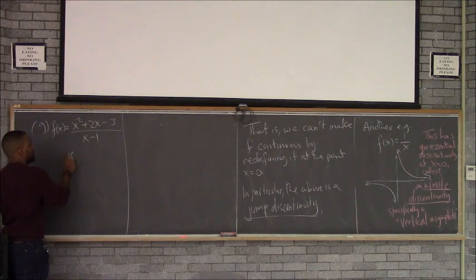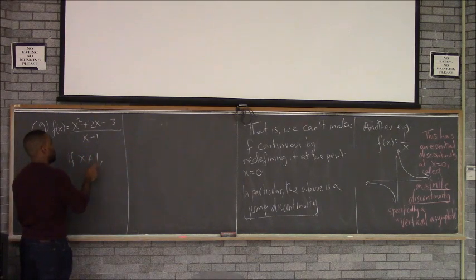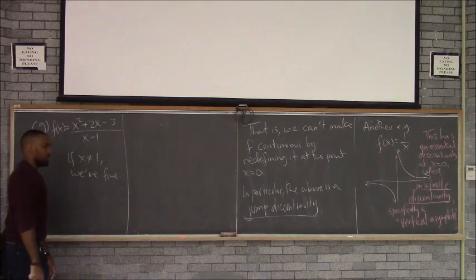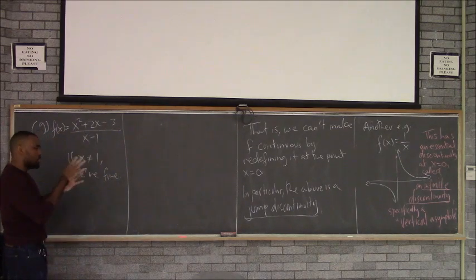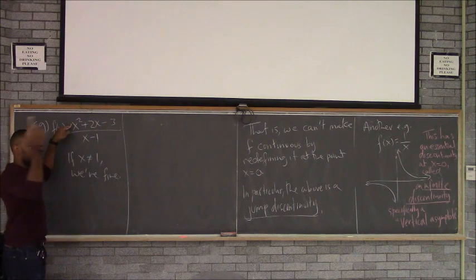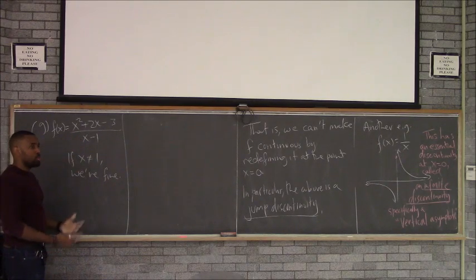Notice that if x is not 1, we're fine. You look at the function, you size it up, and you realize the only potential problem here is at 1 itself, because the top is a quadratic. Those are continuous, they have no breaks, no gaps. Y equals x minus 1 is a straight line. Individually, they have no breaks or gaps.